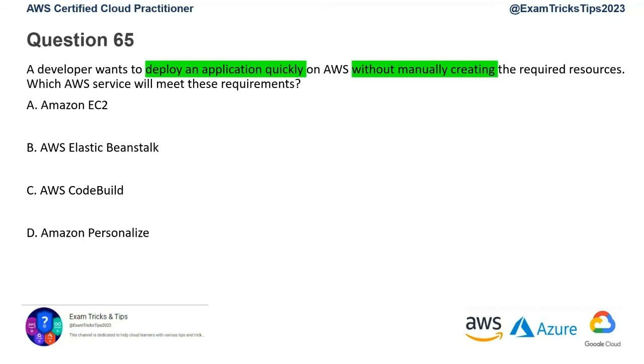Amazon Personalize. Now, this has nothing to do with quick deployment or automated deployment. This is a machine learning service for personalized recommendation, and it's not relevant for application deployment. If you want to know more about it, you can read through it, and I'll probably provide you a link in the description. But it's for personalized recommendation.